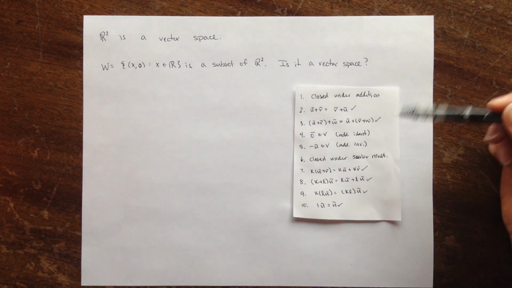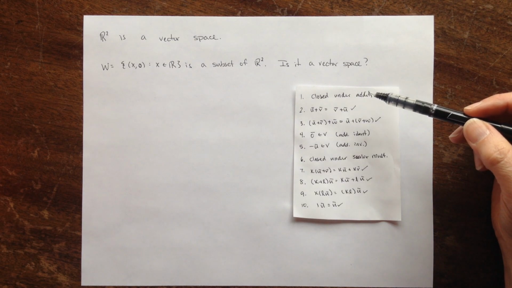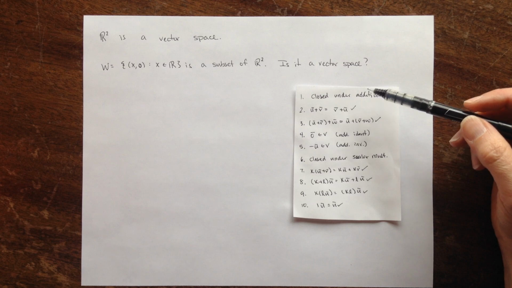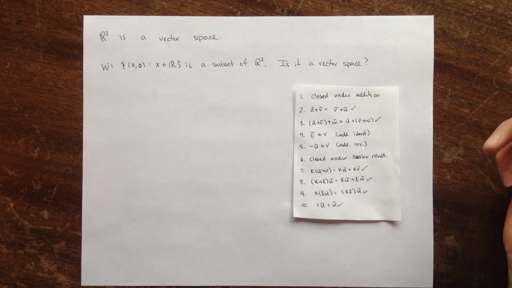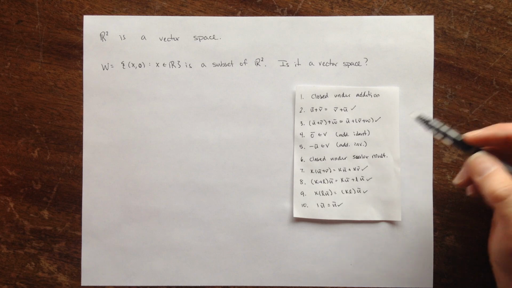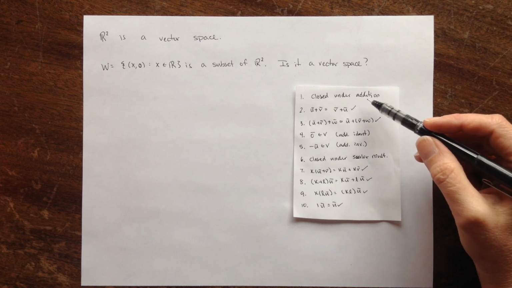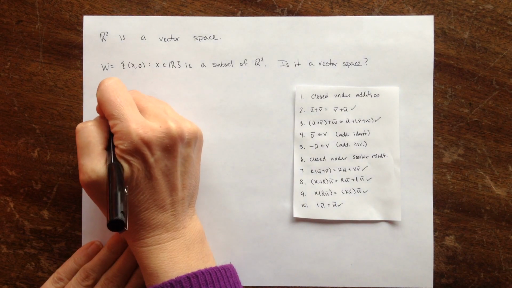So the only axioms that don't necessarily get inherited from the parent vector space are axioms 1, 4, 5, and 6. And so it's almost half of them that you still need to check. But if you think about this being closed under addition, let's check to see if it's closed under addition.